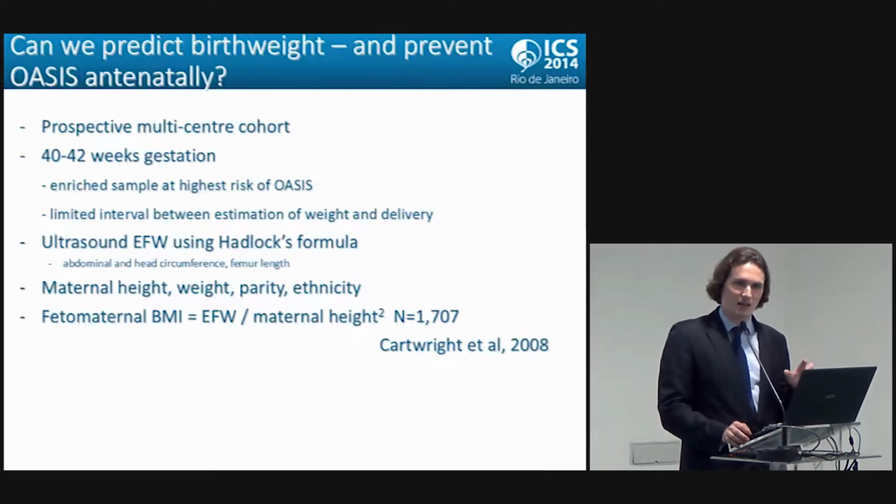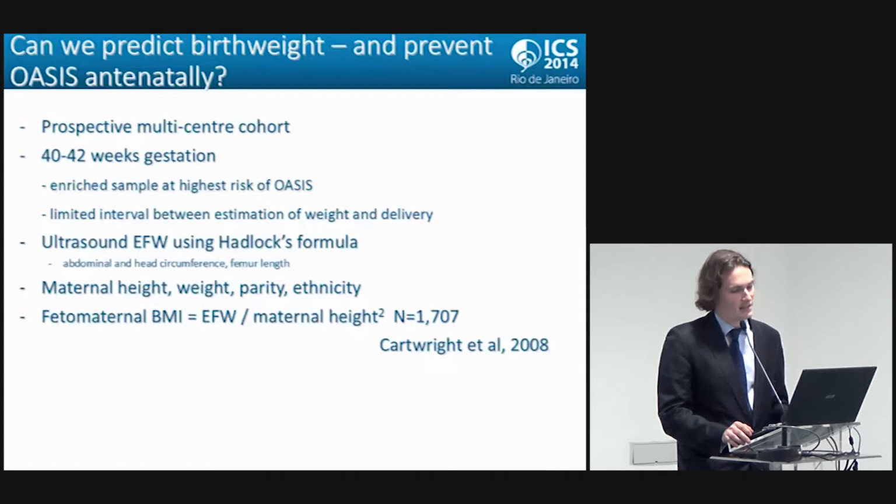And we measured the baby's size using Hadlock's formula, based on the head size, the abdomen, and the length of the legs, and we measured the mother's height. And then we worked out the Fetomaternal BMI. So that's the baby's estimated weight divided by the maternal height squared, like a normal BMI. So as the baby's weight goes up, the index goes up. As the mother's height goes up, the index comes down.